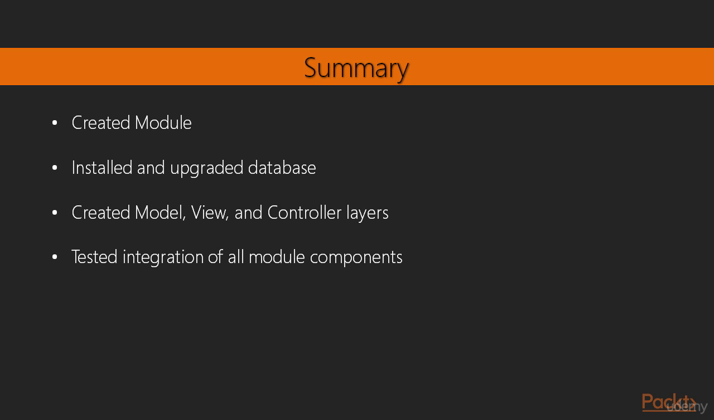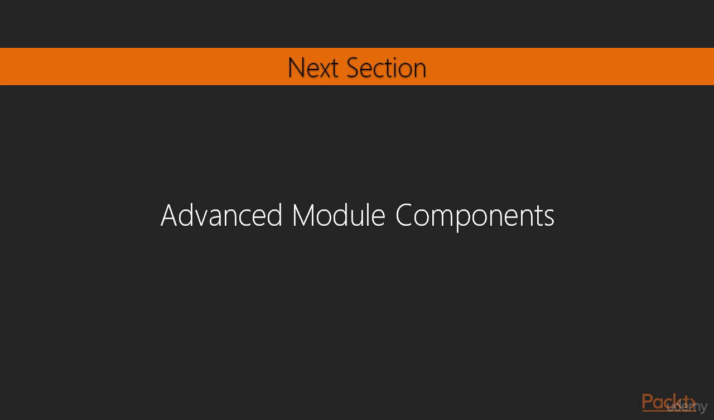So, in section 1 of Mastering Magento 2 course, we created a model, installed and upgraded database, created model view and controller layer, and tested integration of all model components we worked on. That's a great job! And in the next section, I'm going to talk about additional advanced model components. See you soon.